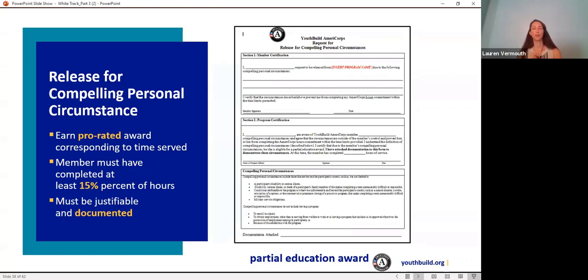And the member is going to fill out a part, you're going to fill out a part, and then you're going to attach documentation. I think this is the hardest part of this type of exit, is coming up with documentation. Because if this has come up, we have something unexpected, something challenging that is happening in this young person's life, but we must get documentation in order to move forward. Recommendation is that you go with a third party. It is the strongest if it comes from an outside source.